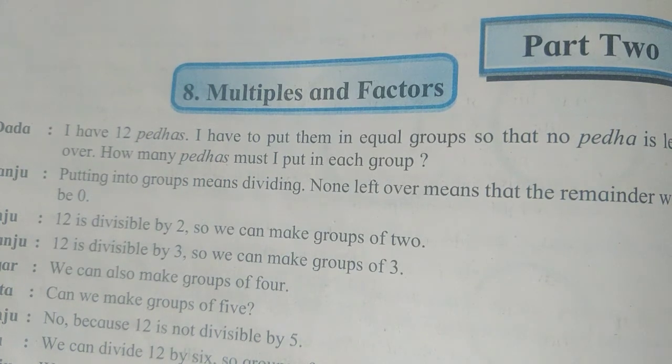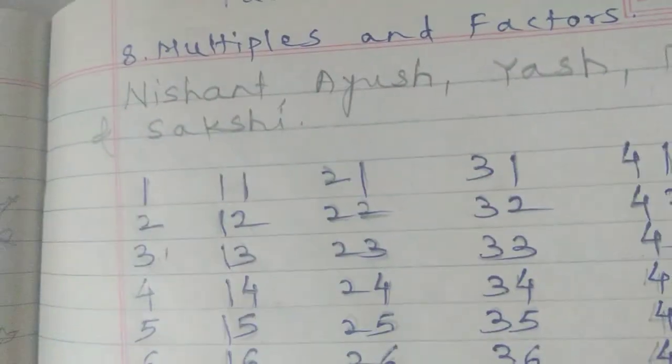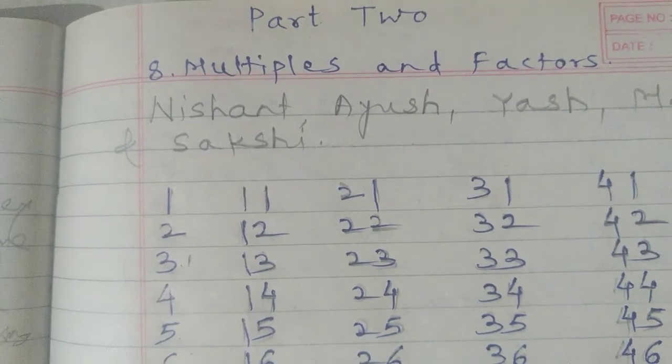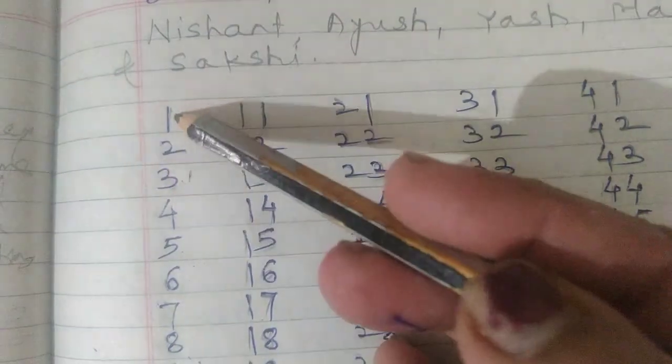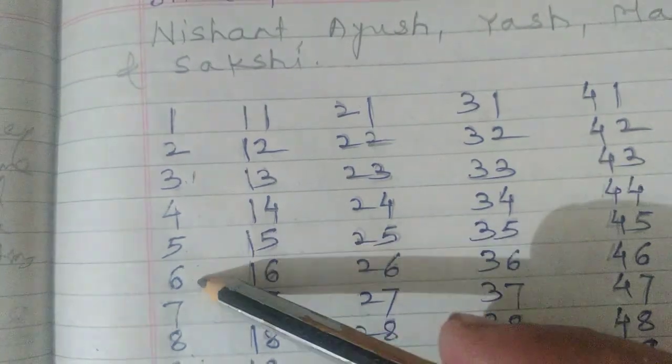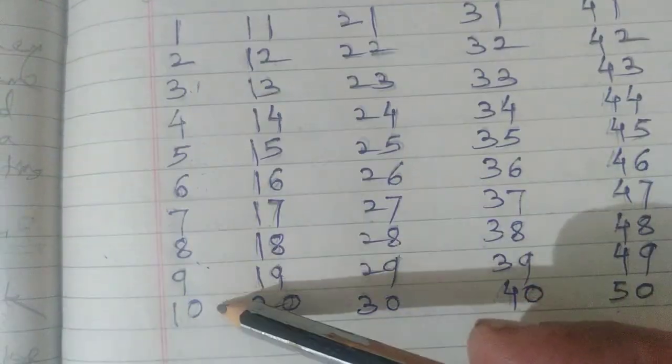What did they do? They wanted to play a game. What did the five friends decide? They started writing numbers 1 to 50 on a sheet of paper like this. 1 to 50 numbers. 1, 2, 3, 4, 5, 6, 7, 8, 9 and 10.